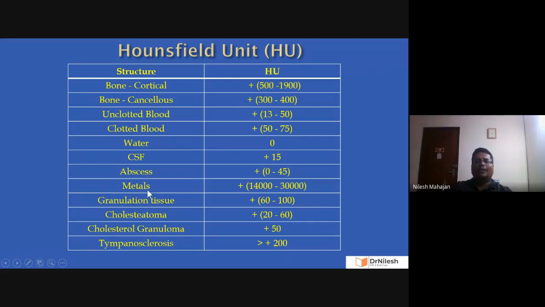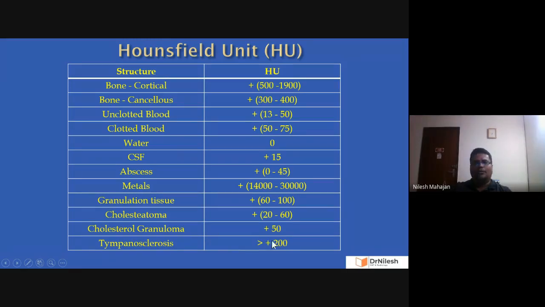Then if any metals or TORP or PORP are inserted and you want to know whether it is bone or metal, then you can measure the Hounsfield unit over the metal. It will be quite high, sometimes maybe up to 30,000 also. While cortical bone will not be much, it will be from 500 to 1900. Then granulation tissue is 60 to 100. Cholesteatoma is 20 to 60. Cholesterol granuloma is around 50.